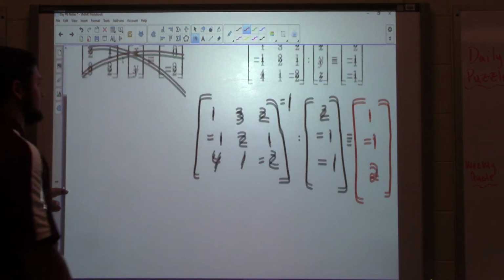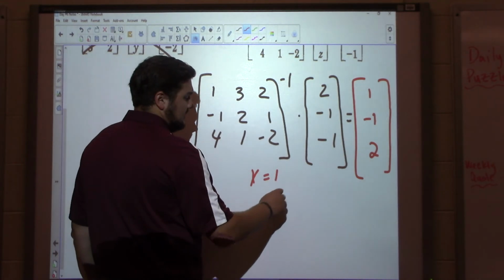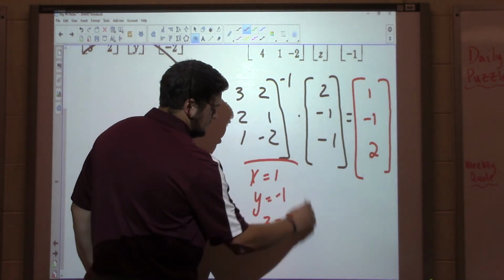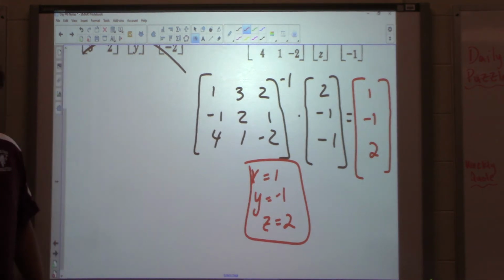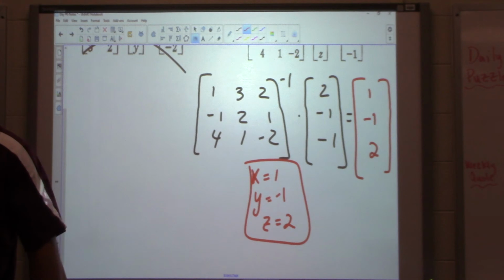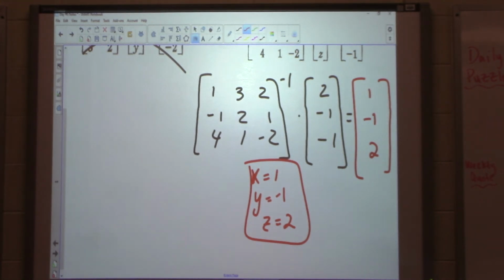So then, like I said, I'd really like you guys to write out x equals 1, y equals negative 1, z equals 2. You write your Z's like that too? It looks like a 7, but otherwise it's going to look like a 2.